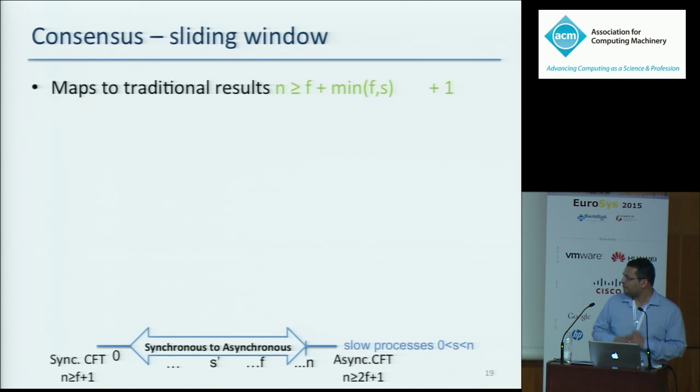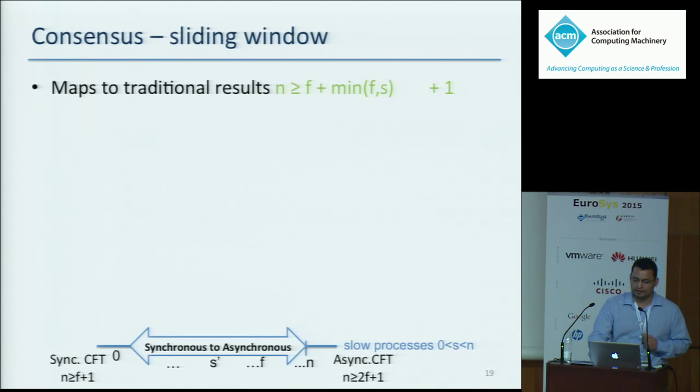If we look at the inequality, at the limits it reduces down to the classic results: the synchronous CFT, where the bound is n equal to f plus 1, and fully asynchronous CFT, which is 2f plus 1.